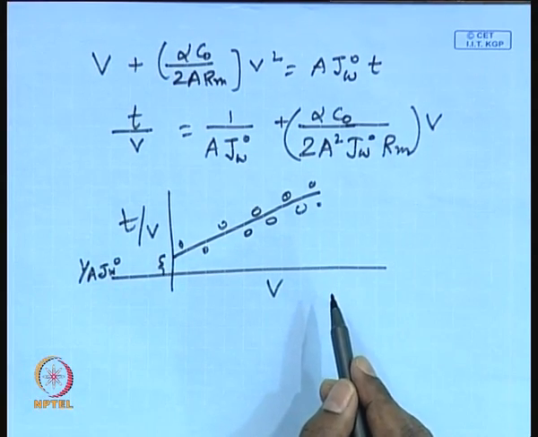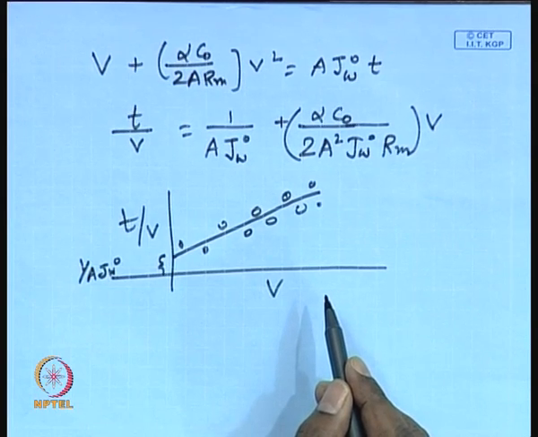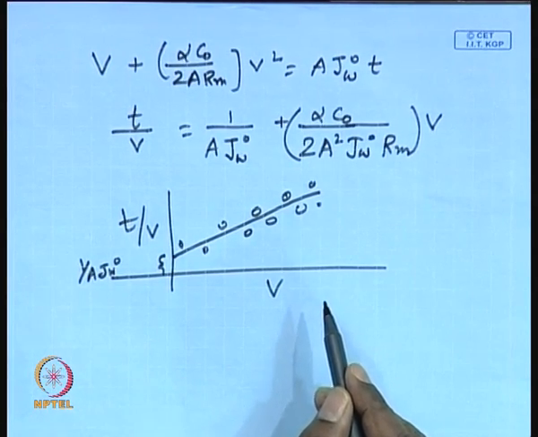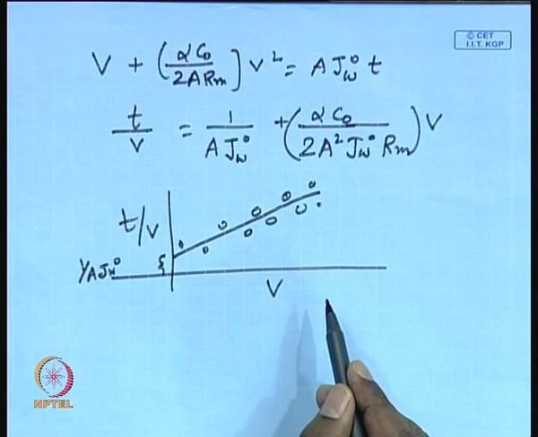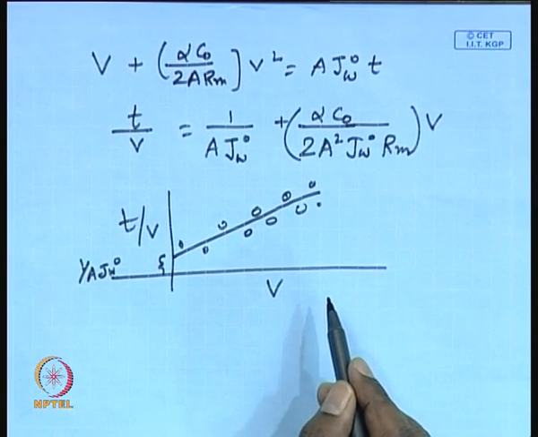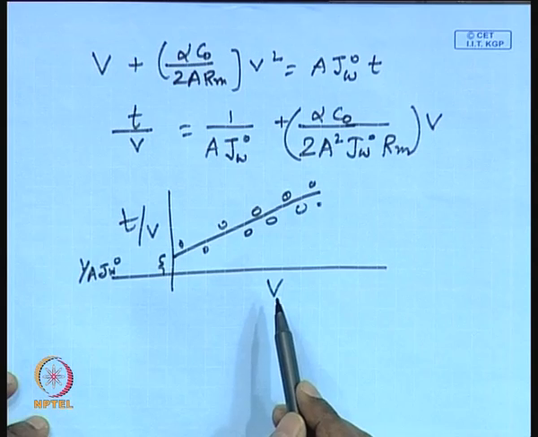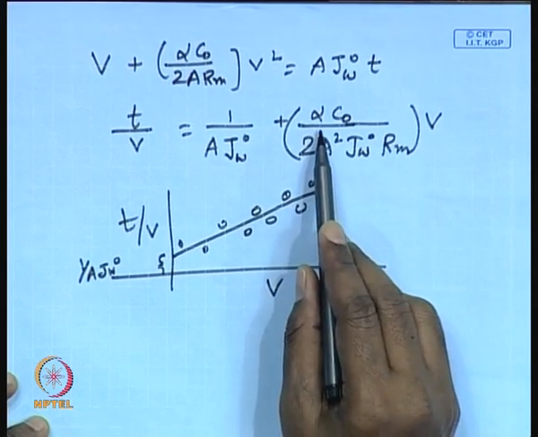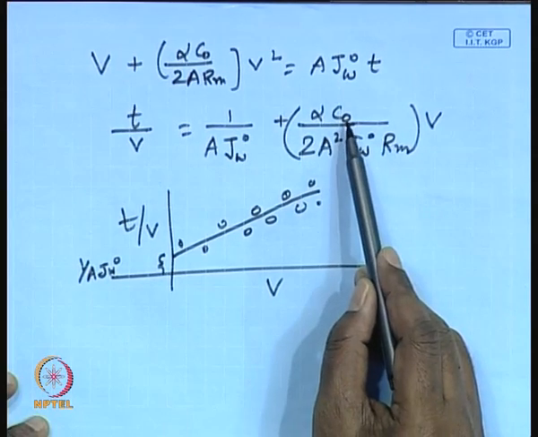That means, you conduct a batch cell experiment, just fill up the cell with the solute and with the solution, and then pressurize it, leave the solution at that particular pressure, go on monitoring what is the cumulative volume collected as a function of time, then plot T by V versus V. You will be getting a straight line. From the slope you will be getting the value of alpha, because C naught is known to you.